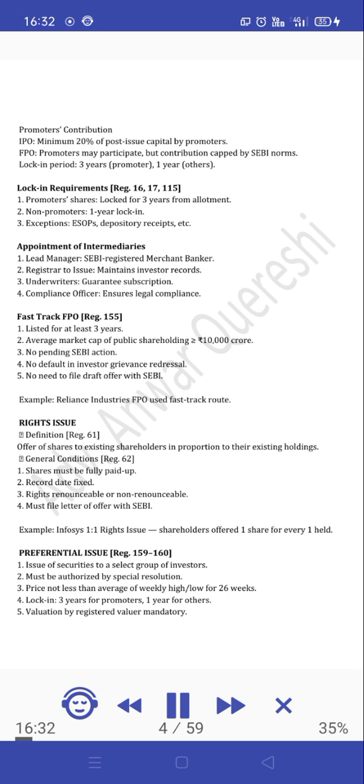Appointment of intermediaries. 1. Lead manager: SEBI registered merchant banker. 2. Registrar to the issue, maintains investor records. 3. Underwriters, guarantee subscription. 4. Compliance officer, ensures legal compliance.